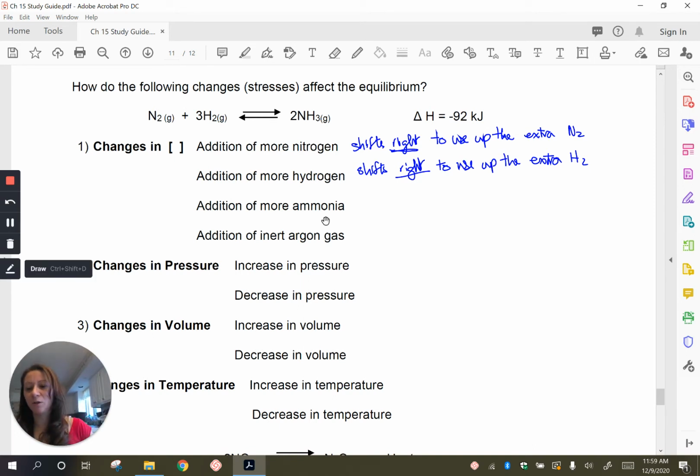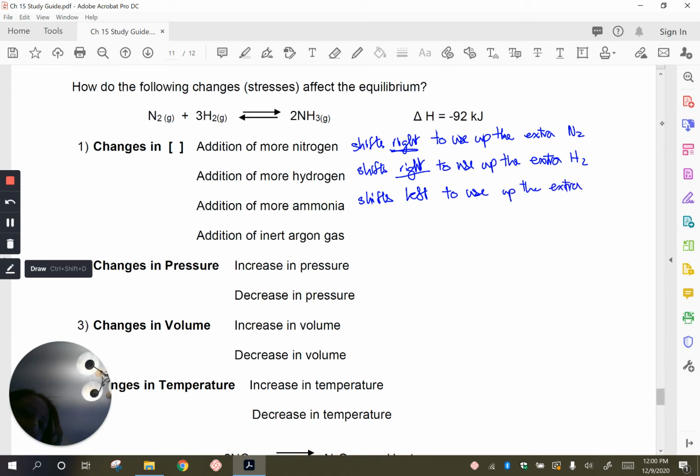How about if you add more ammonia? So you're already at equilibrium, everything's good, and then you add more products. Well, now you have too many products, you have too much ammonia. So which way would it shift to get rid of that extra ammonia? Well, it's going to shift to the left. So the reverse rate is going to be a little bit faster until it uses up that excess ammonia. So shifts left to use up extra ammonia.